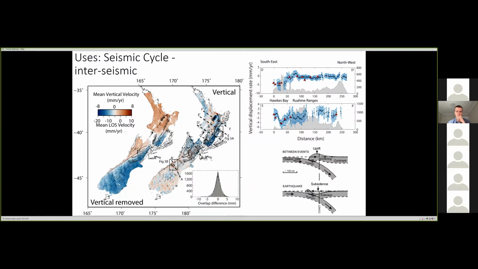Other things we've started to move into now is to look at what we call the interseismic. So this is looking at the period between earthquakes to try and get an estimate of the long-term motion of New Zealand. So this on the left is essentially the line of sight component of the deformation field projected into the satellite.